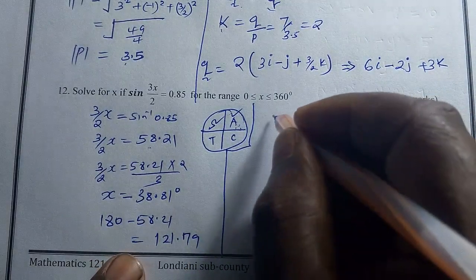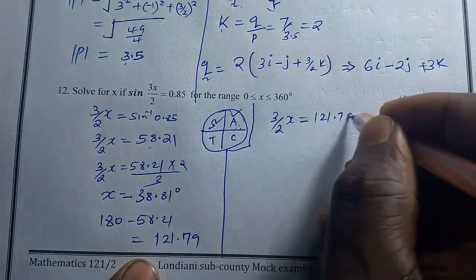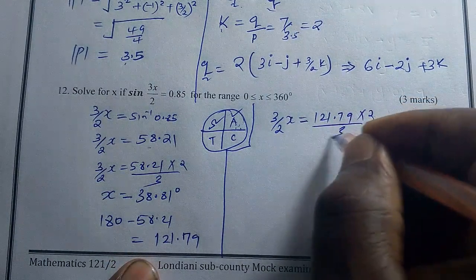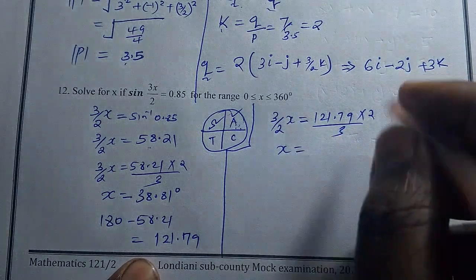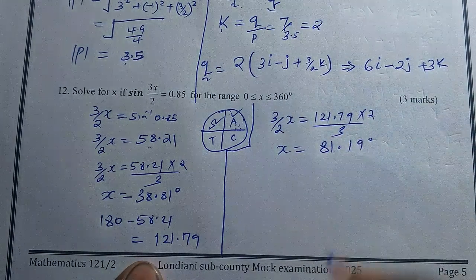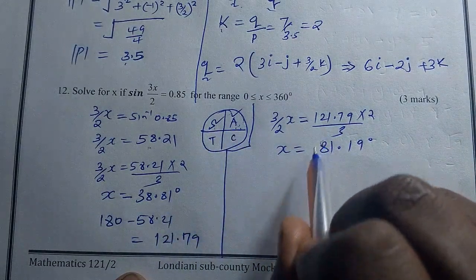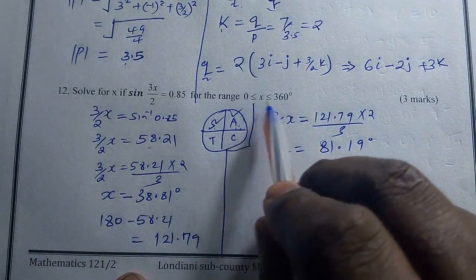So we say 3 over 2 x equals 121.79. So times 2 divided by 3 will give us x, and that is 81.19 degrees. So we have finished here, but we see the range was up to 360, so we need to go on.